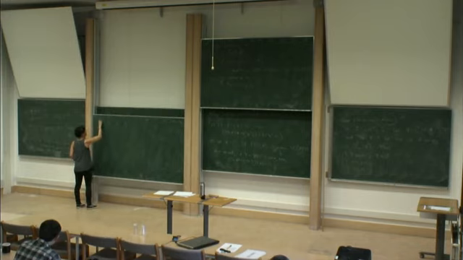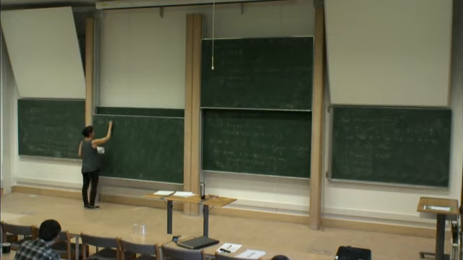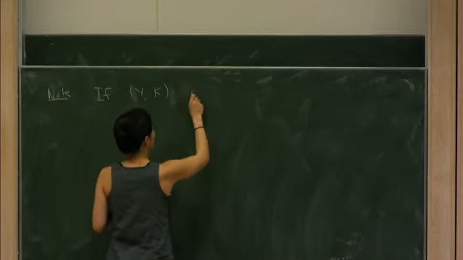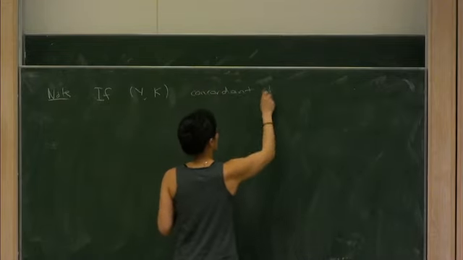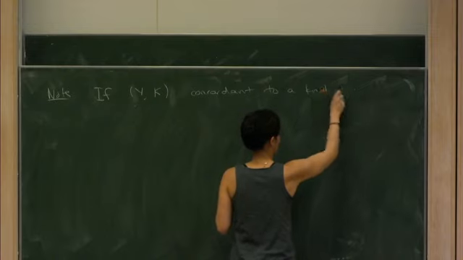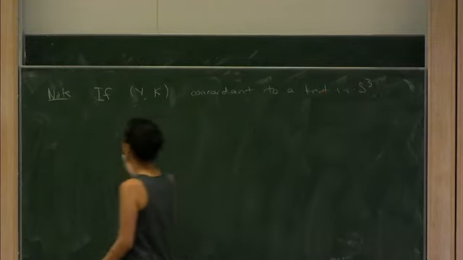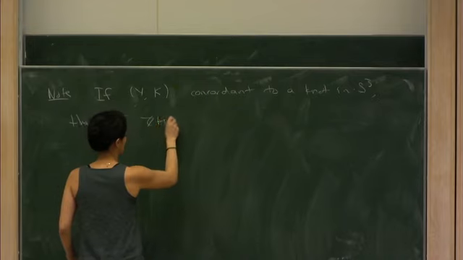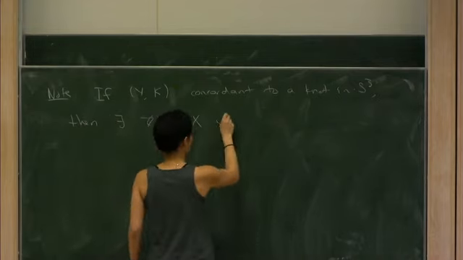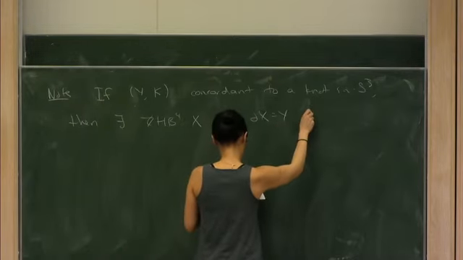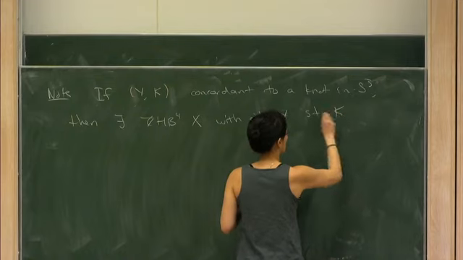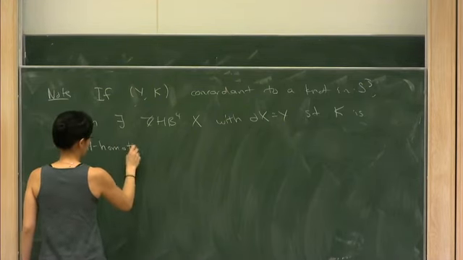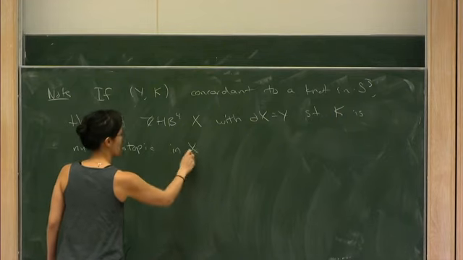Note: if K in Y is concordant to a knot in S3, then there exists an integer homology ball X whose boundary is Y, such that K is null homotopic in X.